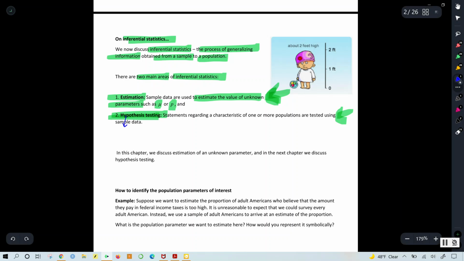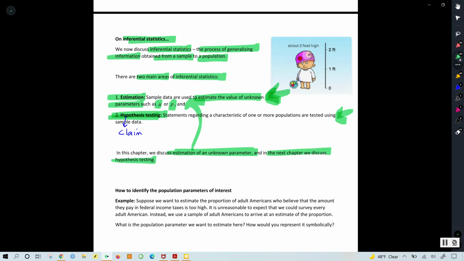In particular, a hypothesis is simply a claim. For example, if a manufacturer of a new drug claims that this drug can cure a particular disease faster, there might be a need to collect evidence or sample data from persons who participated in some clinical trials just to see if that claim is true. So, in this chapter, in particular, we're going to focus on estimation of an unknown parameter. That will be the first area of inferential statistics. In the next chapter, we're going to focus on hypothesis testing.